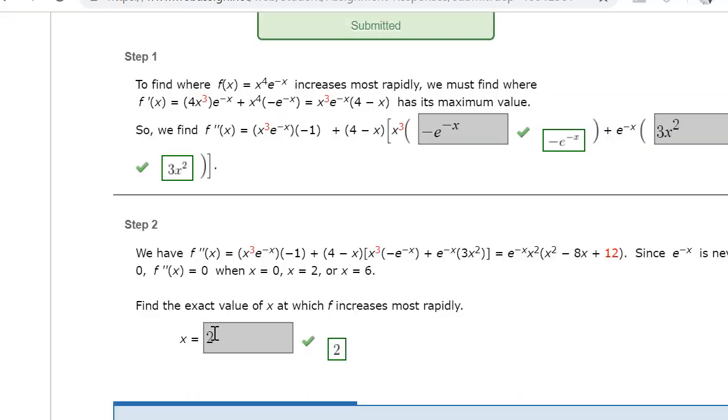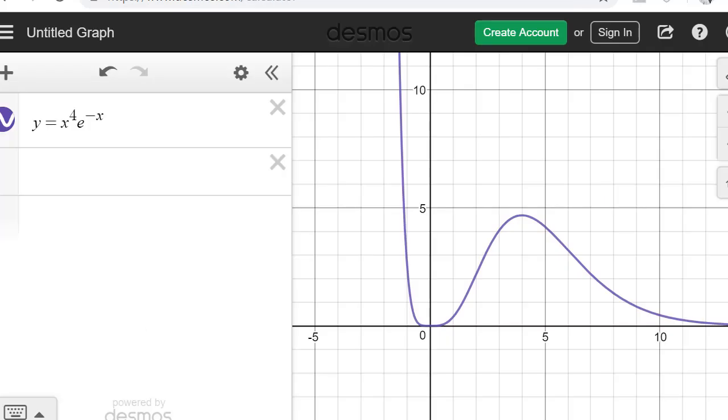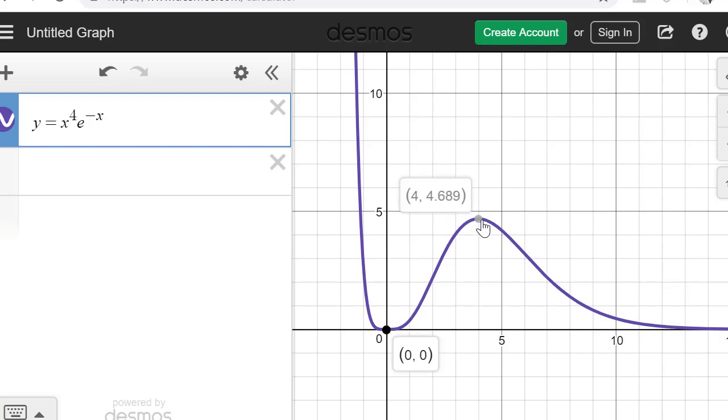This problem isn't looking for this, but I think this is one of those functions worth graphing. So I took the graph already and graphed it, and we see the local minimum here at 0, and we see the local maximum here at 4.